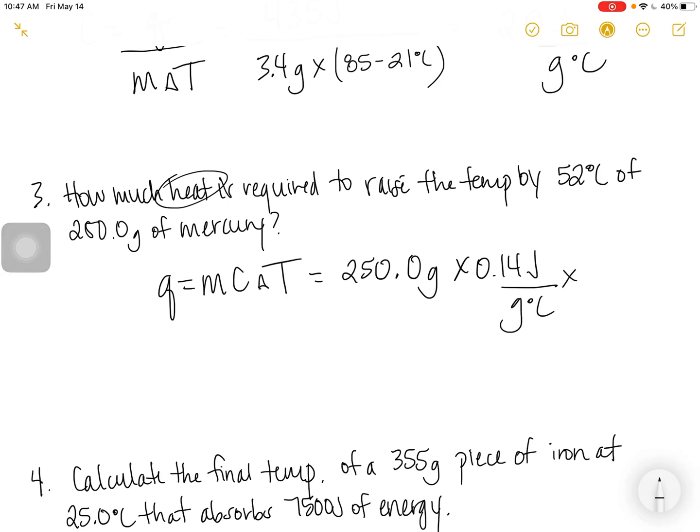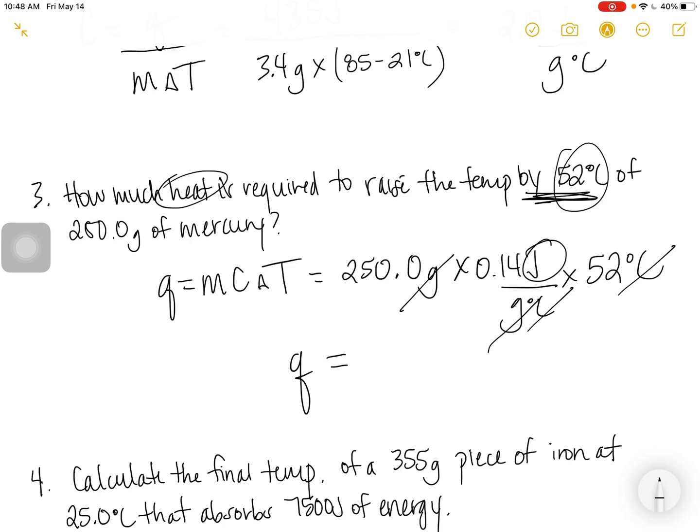And then this time, they didn't give me a T final or a T initial. They actually just gave me a delta T. Because see, to raise something by 52 degrees Celsius, that is the change. I don't really care where I started and where I ended, because I know the temperature went up by 52 degrees. Look at my units. Celsius cancels, grams cancels, leaving me only with joules. And two sig figs, again, here, will give me a heat of 1,800 joules. It came out to be 1,820, right? But to 2 sig figs, it'd be 1,800.